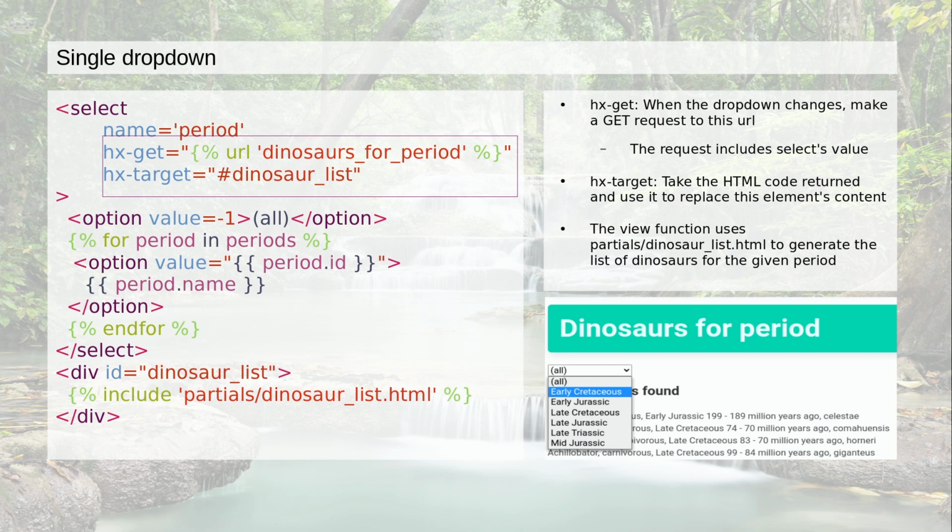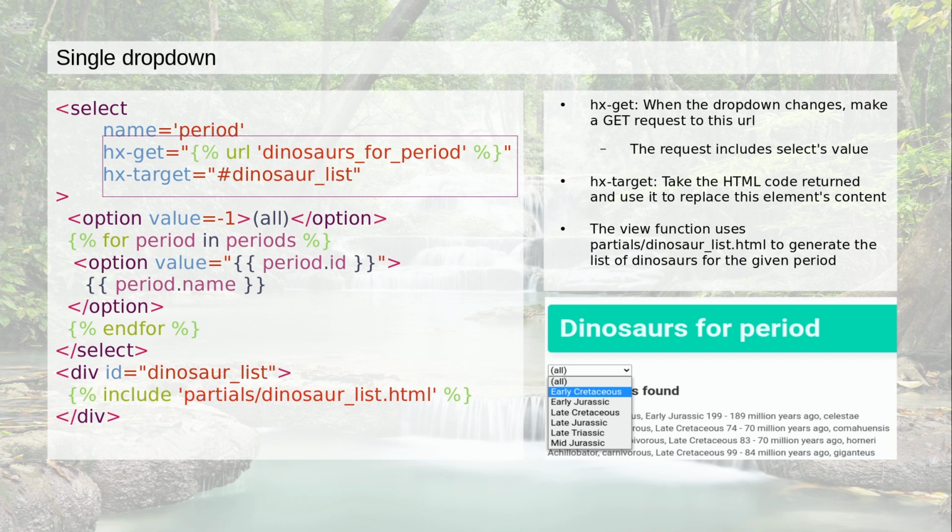So then the view function gets the period ID, it retrieves the right set of dinosaurs, and it turns it into a chunk of HTML. That gets sent back, and that gets updated. So the second one in the box that I've highlighted, below AJAX get, we've got AJAX target. And the target is just a CSS selector, I think it's called. Basically, in this case, it says, find the element with the ID of dinosaur list.